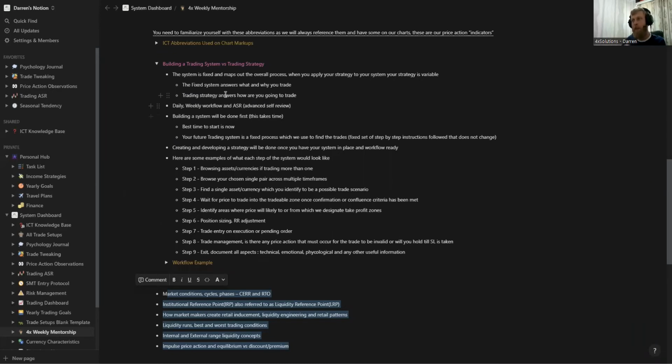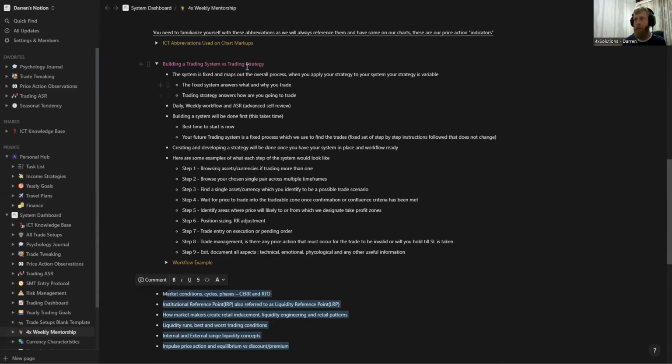Okay, so if we look here, the system is fixed, and it maps out the overall process. Just like we said, when you apply your strategy to your system, your strategy is variable. So what that effectively means is that your system is static. It does not change the way you find your strategy. So you've got steps 1 to 10 to look if your strategy is there on the chart. You know what your strategy is. That can change based on the time frame, what you're looking for. Is it a strategy that's available now? Is it not a strategy that's available now? That's variable. Whereas the system is fixed.